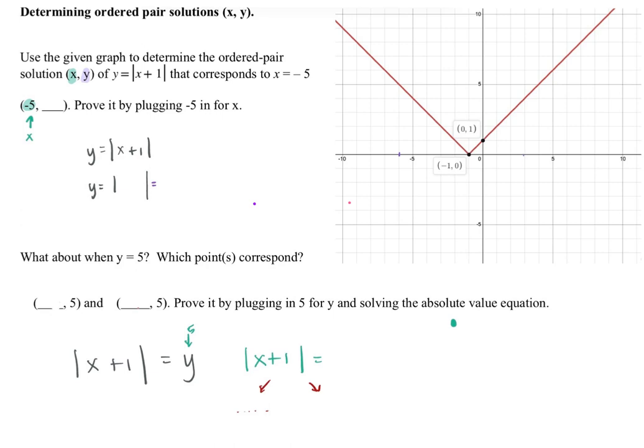So we're looking at seeing the solution as a coordinate point. If x equals 2 and y equals 3, you want to write that as (2, 3), as a place in space. So this is what we did in class. Use the given graph to determine the ordered pair solution of y equals the absolute value of x plus 1.